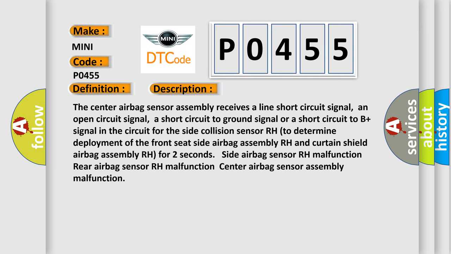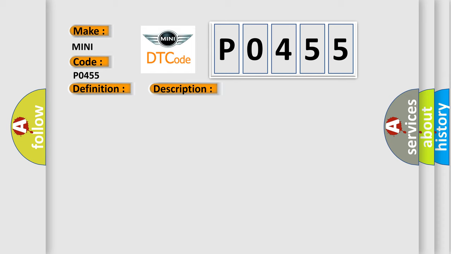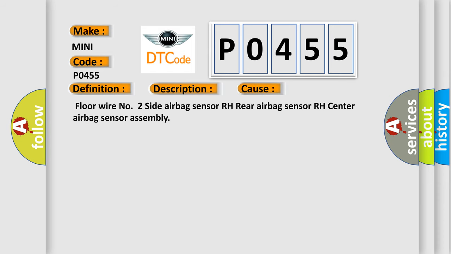The center airbag sensor assembly receives a line short circuit signal, an open circuit signal, a short circuit to ground signal or a short circuit to B+ signal in the circuit for the side collision sensor RH to determine deployment of the front seat side airbag assembly RH and curtain shield airbag assembly RH for 2 seconds. Side airbag sensor RH malfunction, rear airbag sensor RH malfunction, center airbag sensor assembly malfunction. This diagnostic error occurs most often in these cases: floor wire number 2, side airbag sensor RH, rear airbag sensor RH, center airbag sensor assembly.